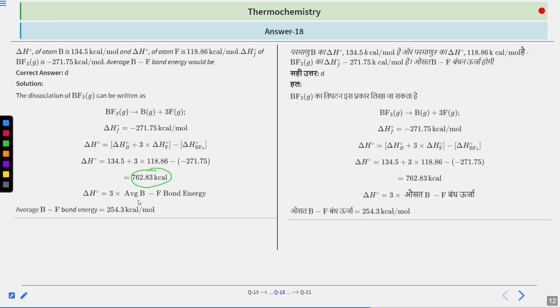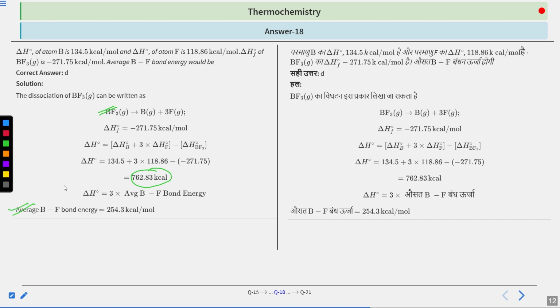So what is the clue, or the crux, for this question? First, you must be able to write this thermochemical equation, and you must know that the enthalpy change regarding this equation is nothing but the energy that is required to break 3 bonds of BF. Okay, and accordingly you will find it for 1 bond by dividing it by 3, because average bond energy has been asked.